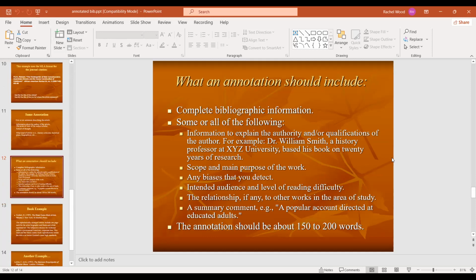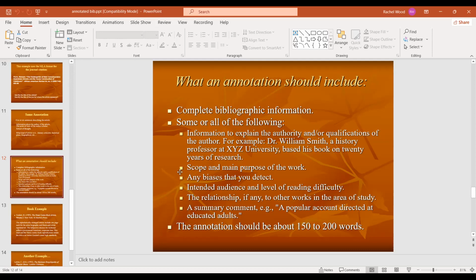And then these are things that an annotation should include. Again, you have to have the complete bibliographic information, and then you can either have some or you can have all of them. You want information to explain the authority and qualifications of the author. So this sample sentence here that I've got, Dr. William Smith is a history professor at XYZ University, and he based his book on 20 years of research. Here you have credentialing. He's a doctor. He was a history professor, has been there for quite some time, and then he has completed 20 years worth of research. So he's a credible source.